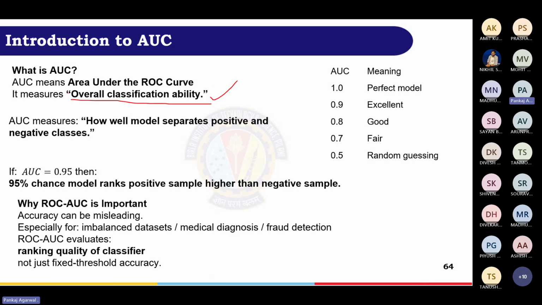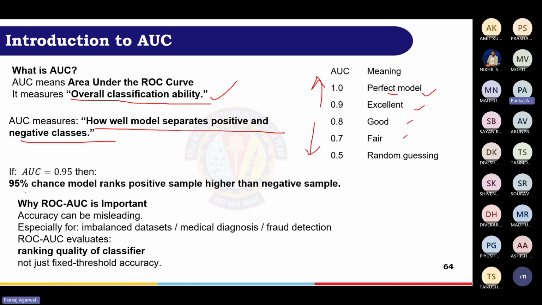So the overall classification ability. In a simple sense, what is the overall classification ability? In the previous case, I was trying different thresholds and plotting them. Now I need an overall classification ability. So AUC tells how well the model separates the positive and negative classes. These are some of the meanings you can have. If it is on a higher side, obviously that is what we would require.